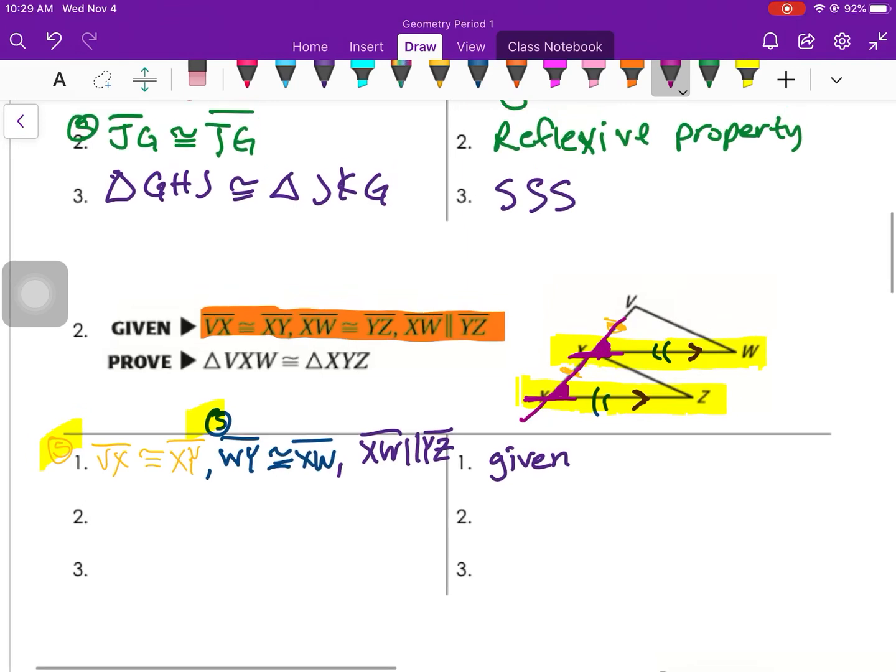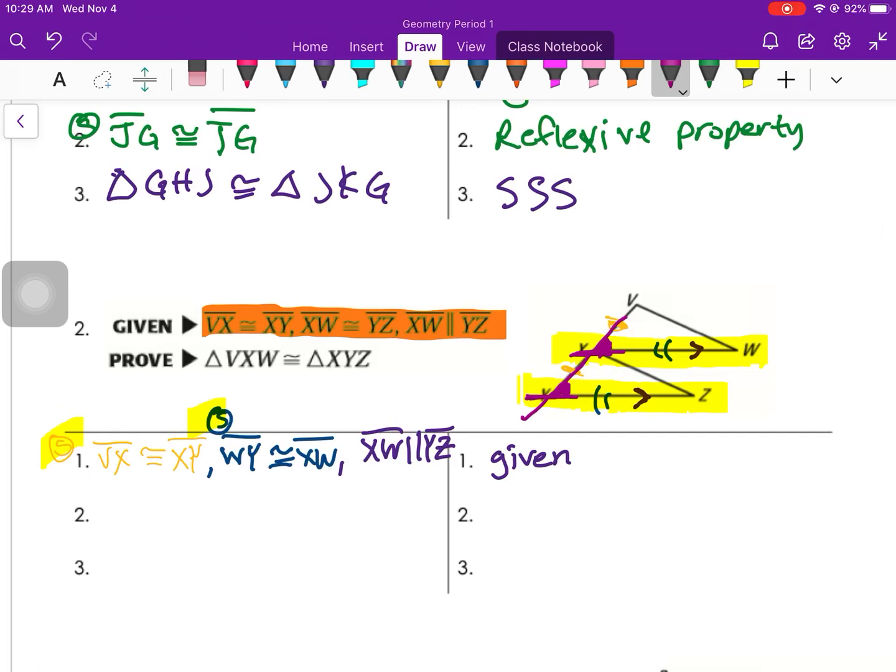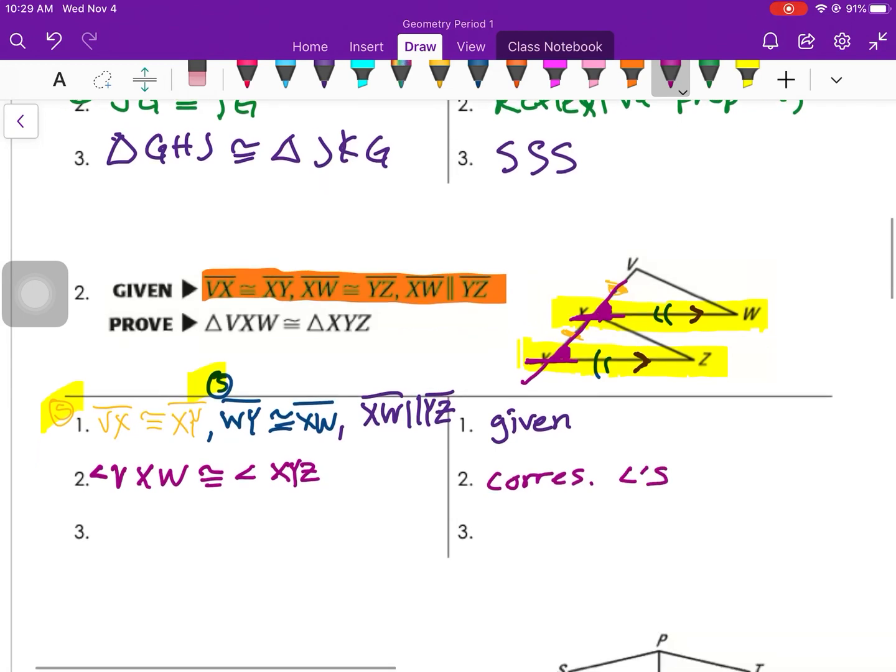I've got an angle here. I've got an angle here. So now I know that those two angles are congruent because they're corresponding angles. So angle VXW is congruent to angle XYZ. I know that because they're corresponding angles on parallel lines. So I know that those have to be congruent. So I'm going to draw an A because now I know an angle.